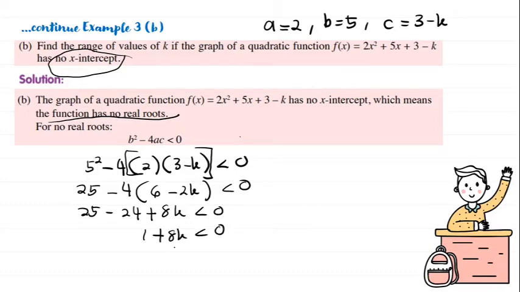So 8k less than negative 1. So k is less than negative 1 over 8. So this is the range of the values of k if there is no x-intercept. No x-intercept means discriminant less than 0.